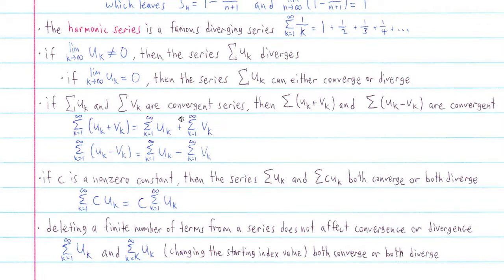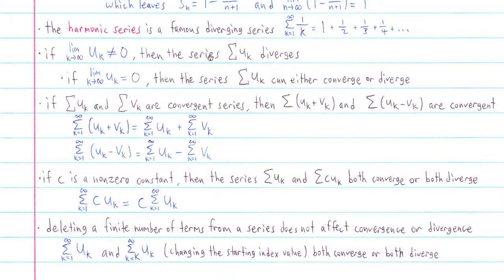So the first convergence test we have is called the nth term test. And it says if we take the limit of the general term of the series as k approaches infinity and the limit is not equal to 0, then the series diverges.